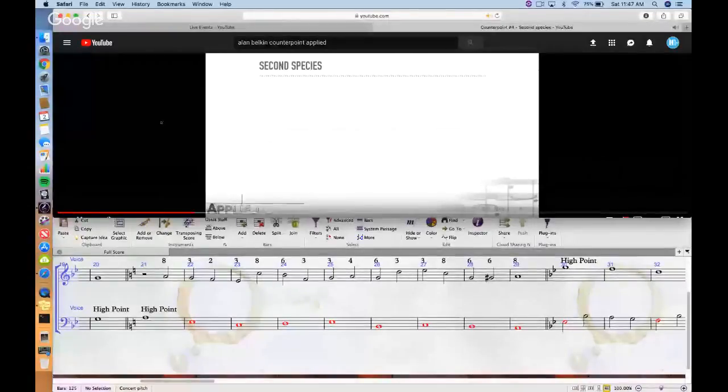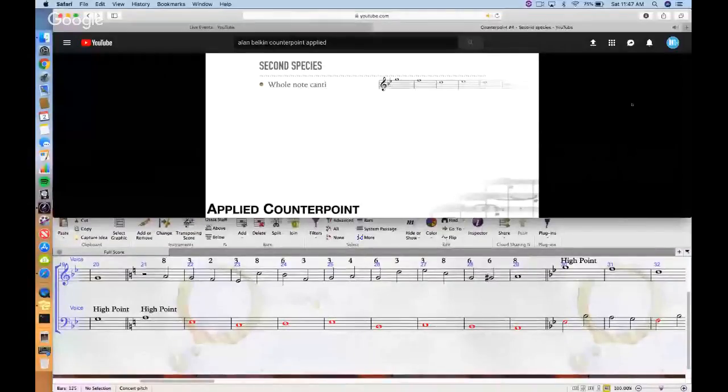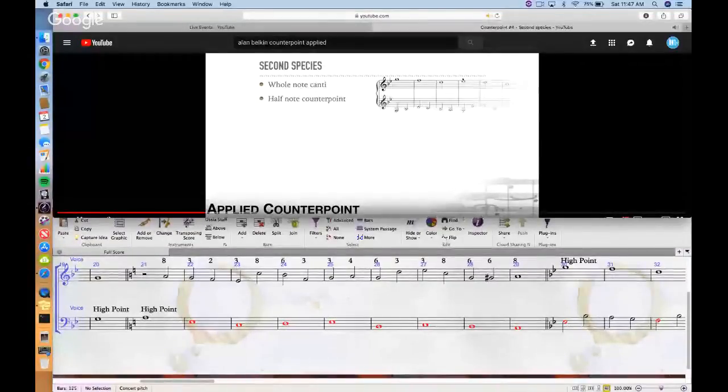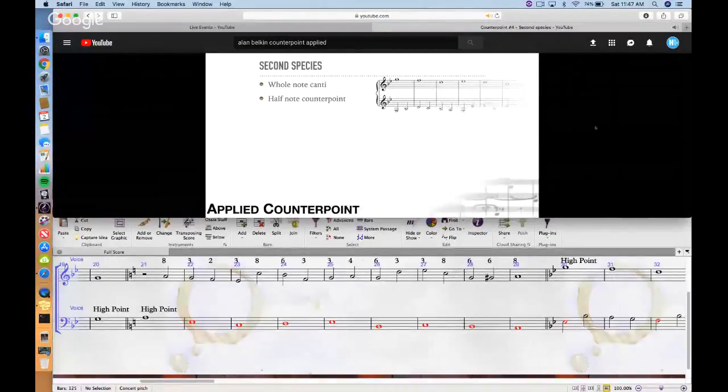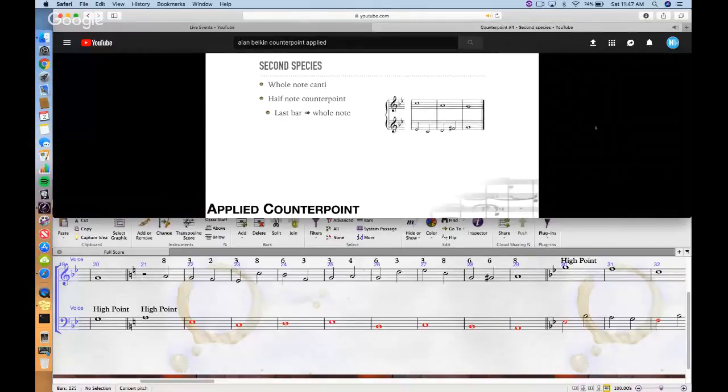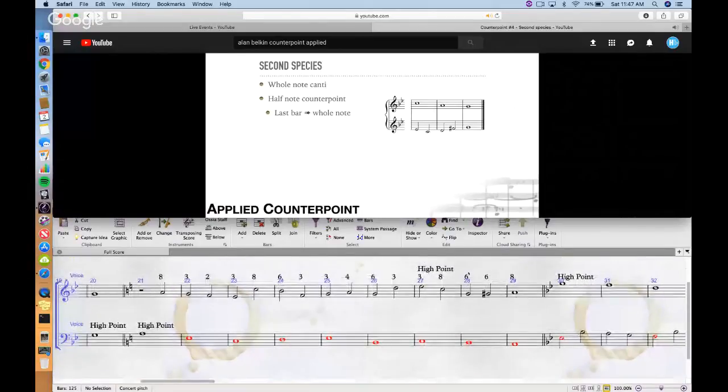Now let's get back to second species and take a closer look. While still using the same whole note cantus, the added part will now be a half note. This means there will be 2 notes in the added part to 1 note in the cantus. The only bar where we use a whole note in the added part is at the end, since cadencing on a weak beat is less conclusive, all other things being equal, than stopping on the strong beat.